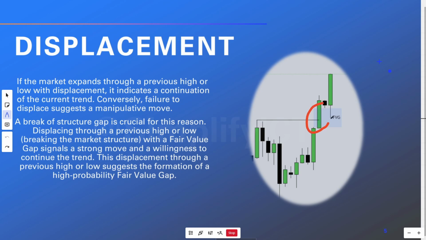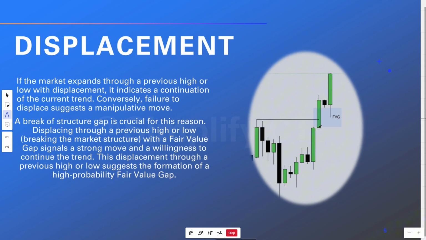So with these three candles right here, candle number 1, candle number 2, and also candle number 3, signals a strong move and a willingness to continue the trend to the upside, because I can see quite obviously price is moving higher, displacing through this gap with our fair value gap. And you guys might have traded off this without even knowing.